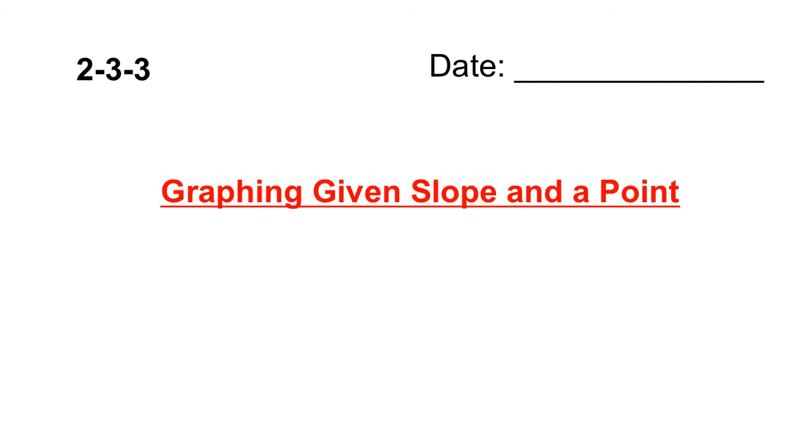In this lesson, we're going to talk about graphing given a slope and a point. So this is all about if you know the slope and you know a point that is on the line, how do you graph the line? Well, that's what we're going to talk about.